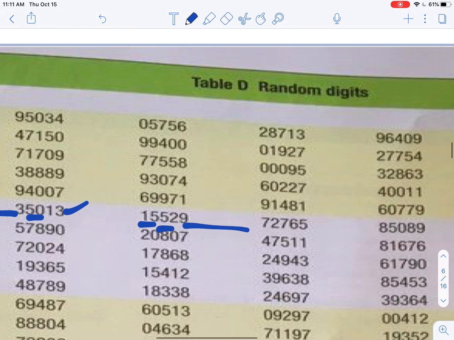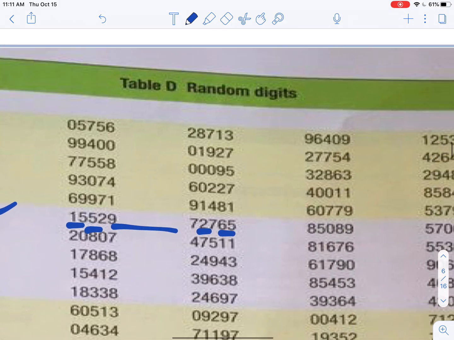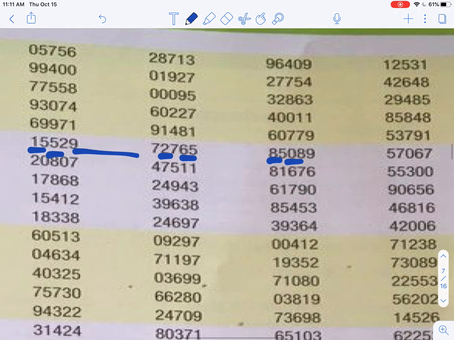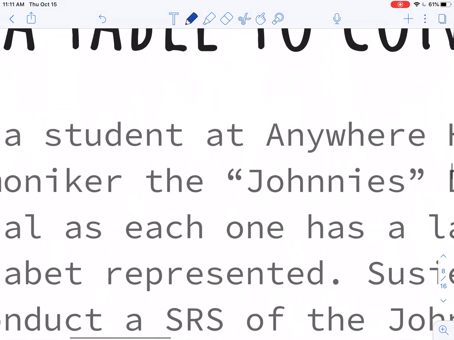52, too big. 97, too big. 27, too big. 65, too big. 85, too big. 08, perfect. A, B, C, D, E, F, G, H. We've got Johnny H.